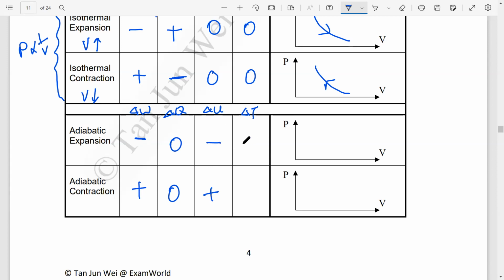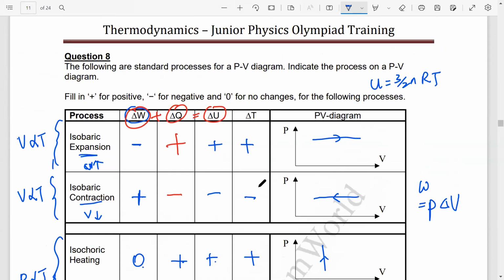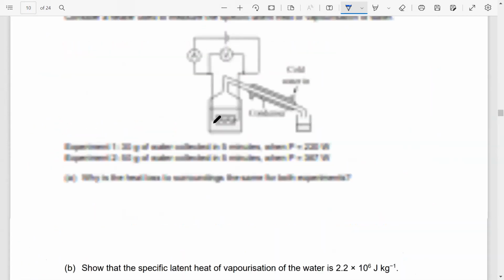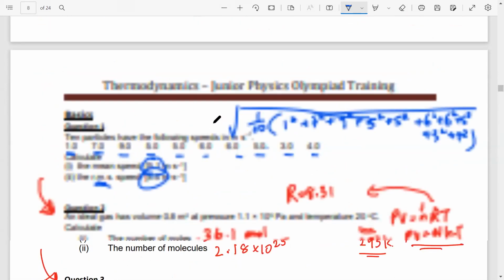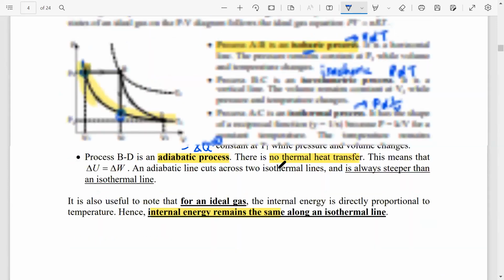And again, this case looks almost the same as the isothermal. You can't really tell when it's just like this. You can only tell when they put them together, and this will be a steeper line. That's all. Okay, so this is how we can analyze a PV diagram and link it with the first law of thermodynamics. So that is for up to the PV diagram part.